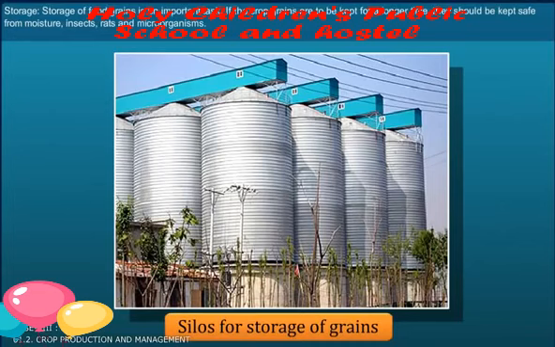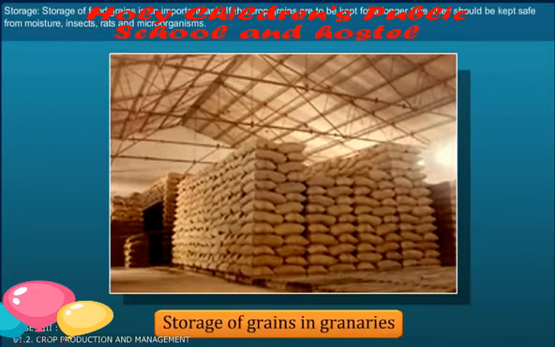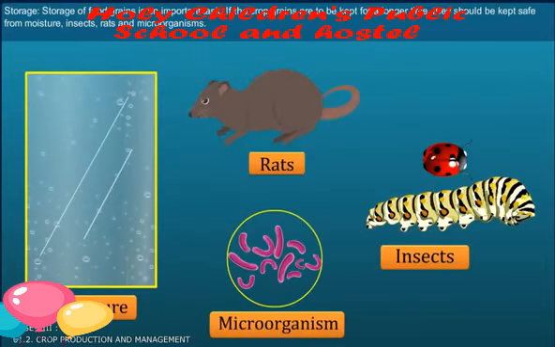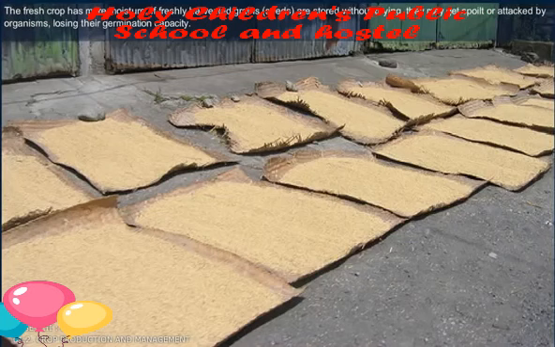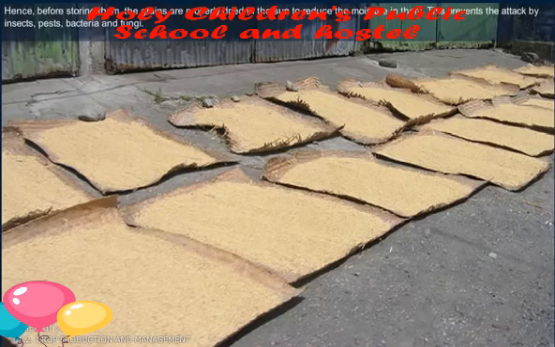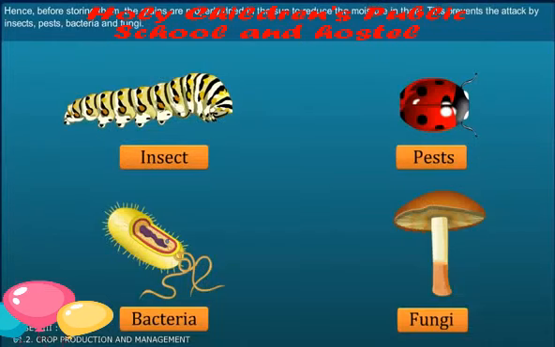Storage. Storage of food grains is an important task. If the crop grains are to be kept for a longer time, they should be saved from moisture, insects, rats and microorganisms. The fresh crop has more moisture. If freshly harvested grain seeds are stored without drying, they may get spoiled or attacked by organisms, losing their germination capacity. Hence, before storing them, the grains are properly dried in the sun to reduce the moisture in them. This prevents the attack by insects, pests, bacteria and fungi.